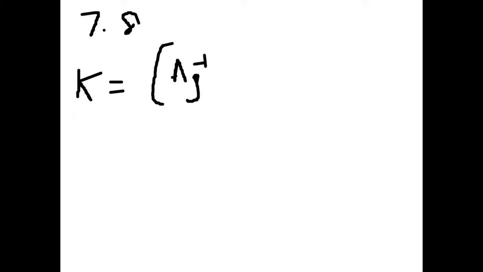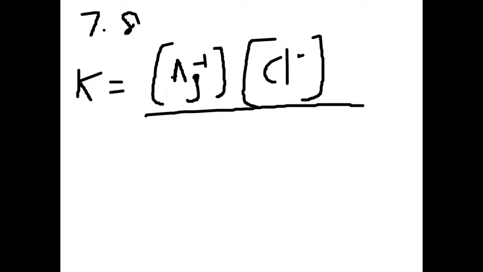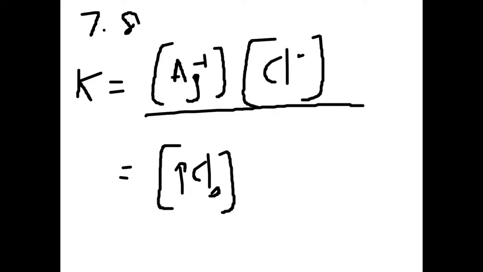Yes? Ag plus, yes, Ag plus, Cl minus, divided by, should I have AgCl solid? There you go. Very good. So it's just going to be Ag plus times Cl minus. Does that make sense? Yes. And for the second one, same thing. You're going to have PCl3 times Cl2. But you wouldn't have the PCl5 at the bottom. Does that make sense to you all, please?